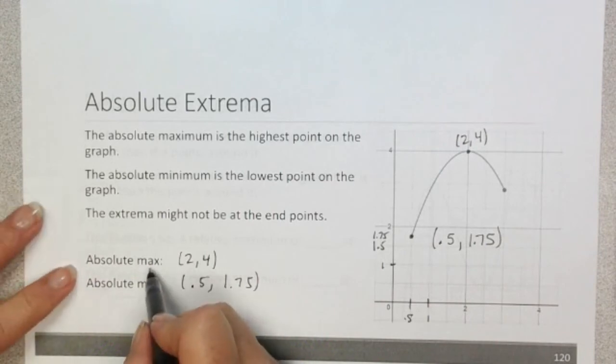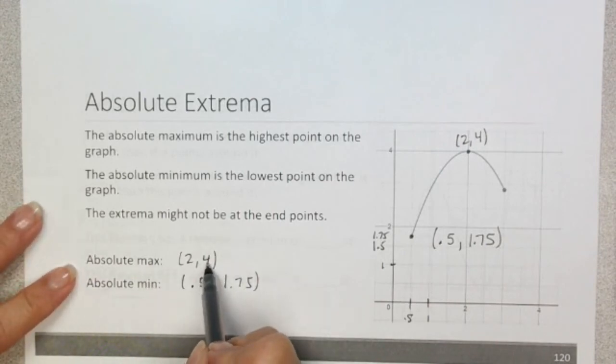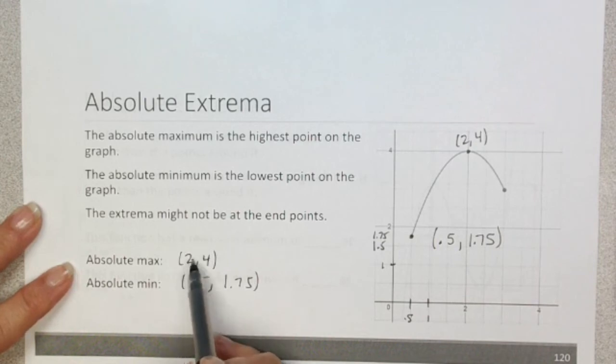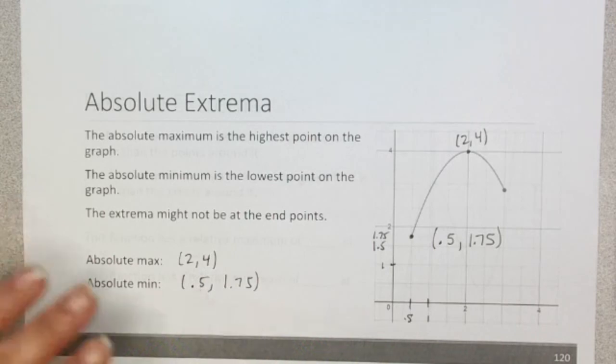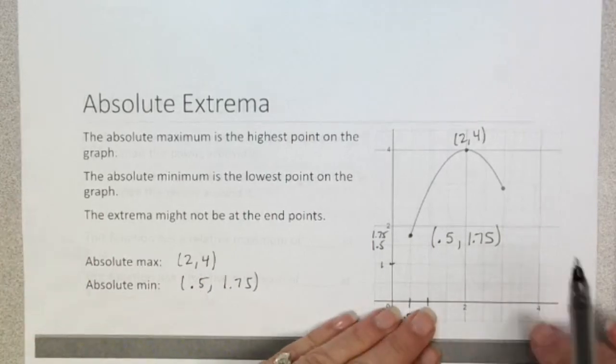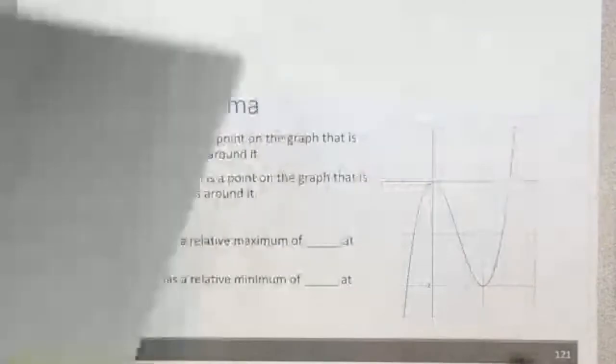Now I could have worded this differently. I could have said there's an absolute maximum of 4 because the y value is the function value. So the absolute maximum of this function would be 4, and it occurs at x equals 2. I could also say there's an absolute minimum of this function of 1.75, and it occurs at x equals 0.5. Some different ways to word that.